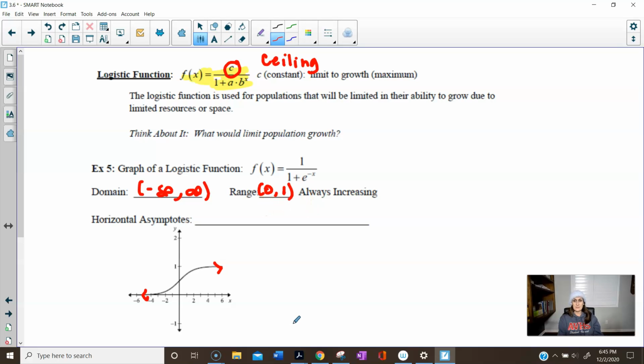Don't know what's happening. All right, I have a ghost. Horizontal asymptotes. Now I dropped my pen. Oh, must be getting late.